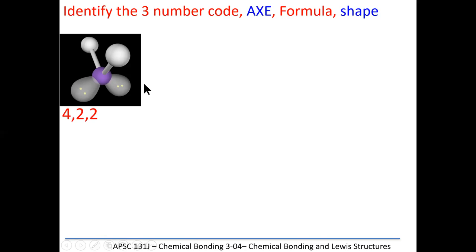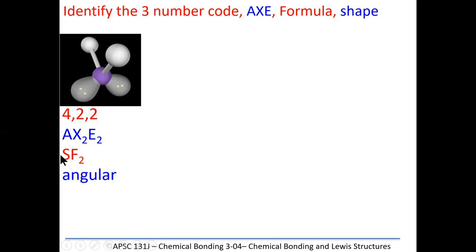So I would call that a 4-2-2 because there are 4 pairs of electrons around the center joined to 2 atoms. The shape is going to be angular. The AXE is a single atom joined to 2 atoms with 2 unshared pairs. And the central atom is going to supply 2, 4, 5, 6 electrons. So it's going to be from that family. And 2 fluorines would be an example.